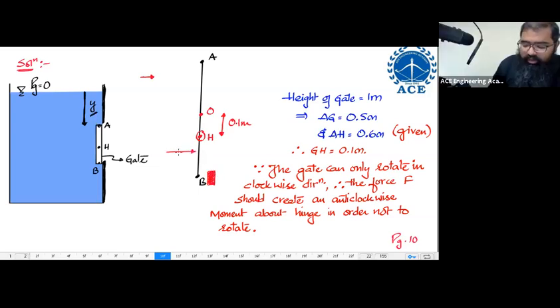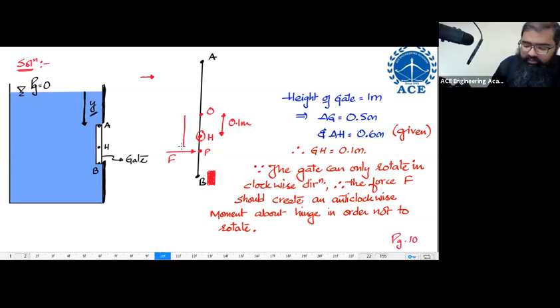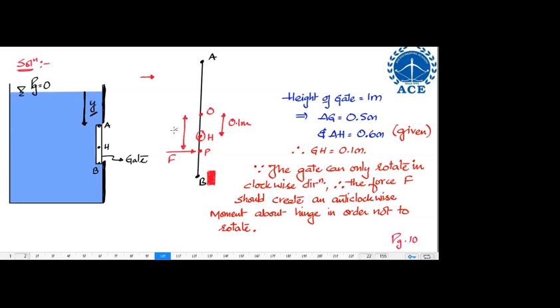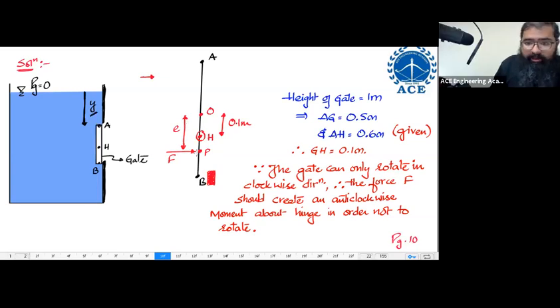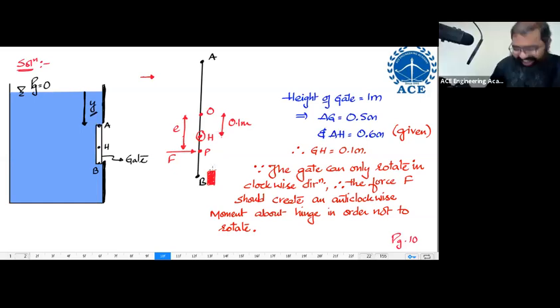Okay, fine. This force is F, and the point it is going to act at is the point P, the center of pressure. The distance over here is going to be the eccentricity. Perfect. You have only mentioned that it should be below H. That means the value of E should be at least 0.1 meter, ideally more than 0.1 meter. Correct, sir?